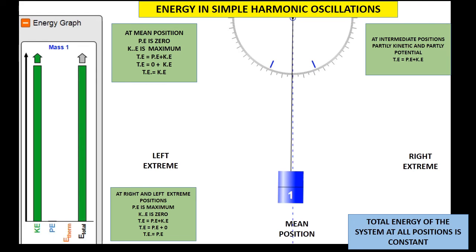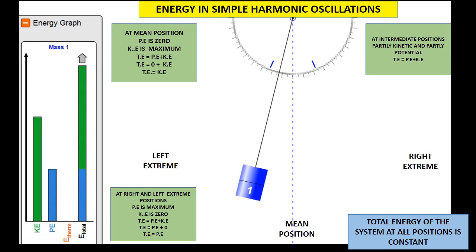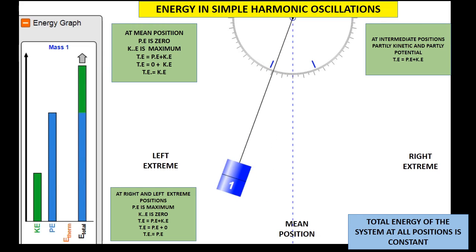Now I am going to bring the bob to an intermediate position. Look at that. Here in the intermediate position, the total energy is contributed partially by kinetic and partially by potential energy. Are you clear? So the total energy is a sum of kinetic and potential energy. Before reaching the right extreme, in the intermediate position, the total energy possessed by the oscillator will be partially potential and partially kinetic. You can see both greenish shade and bluish shade in the total energy graph.